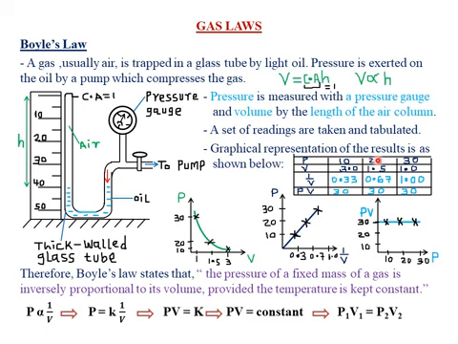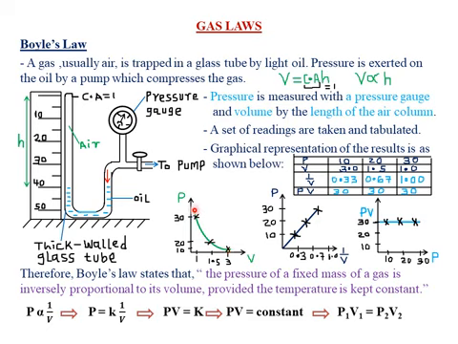Then when the pressure is 20, the volume is 1.5, hence this star here. Then when the pressure is 30, the volume is 1. So you can see 30 is corresponding with a volume of 1. So when you sketch that graph, this will be the graph obtained.